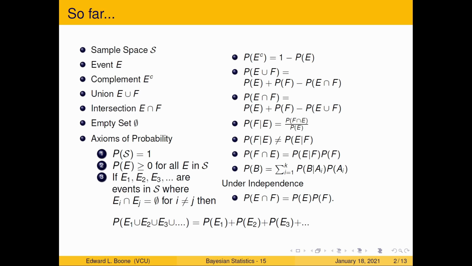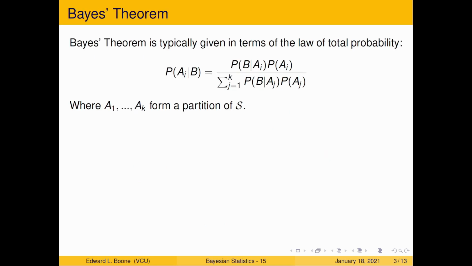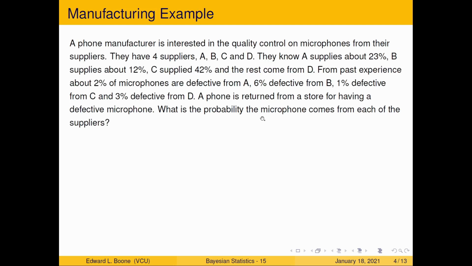All right, so let's get rolling here. As you remember, here's Bayes' theorem. I'm not going to read it off again, but we have some sort of partition in the denominator that goes along with it. Okay, so most people are familiar with what a phone is, and a phone manufacturer is interested in the quality control on microphones from their suppliers.